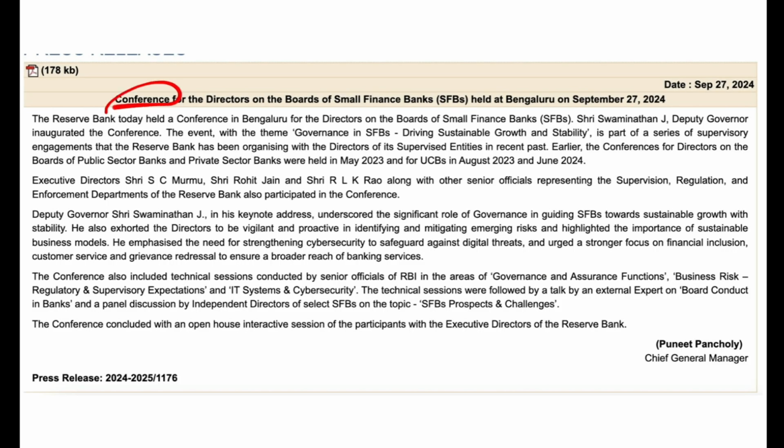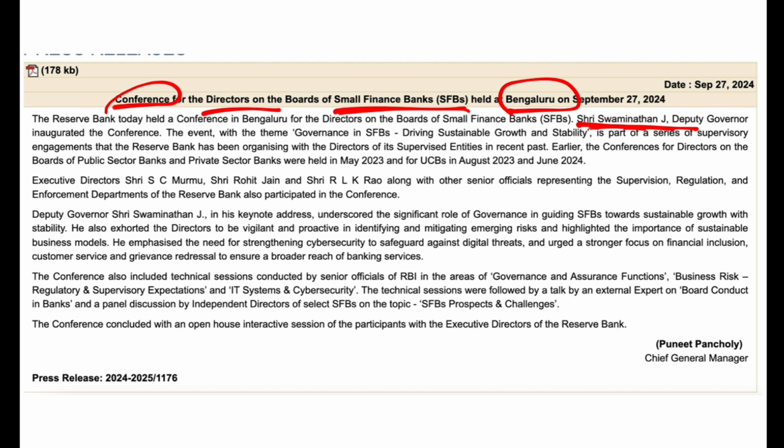Now there was a conference for the directors on the boards of the small finance banks. It was held in Bengaluru. It was organized by the Reserve Bank of India, and it was inaugurated by Mr. J. Swaminathan. He is the Deputy Governor of the RBI.